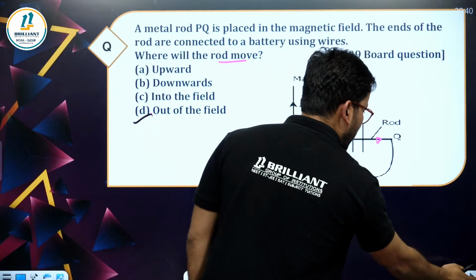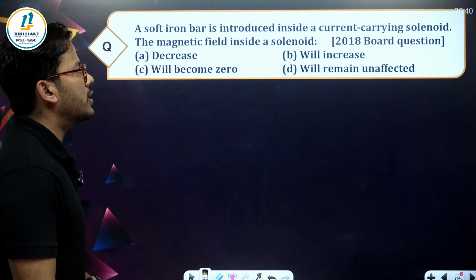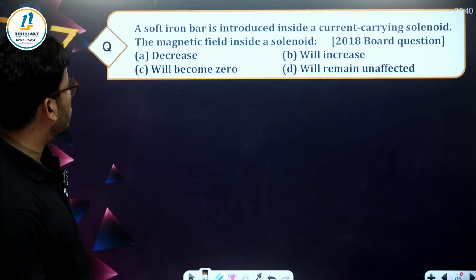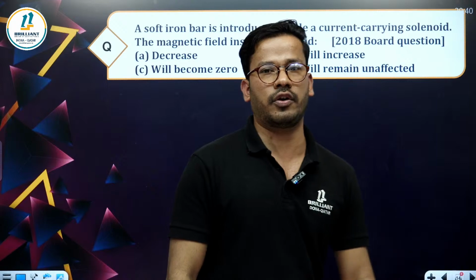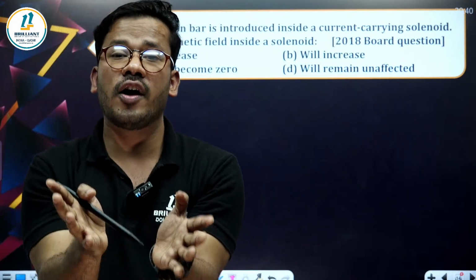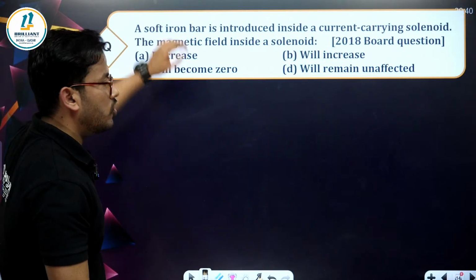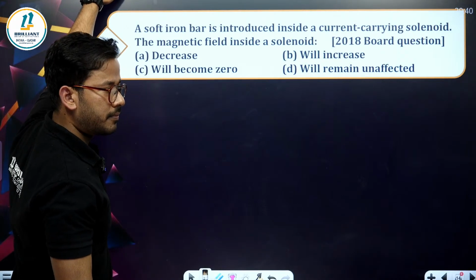Perfect. Now let me see the next one. A soft iron bar is introduced inside a current carrying solenoid. The magnetic field inside the solenoid is... What will the magnetic field inside a solenoid be? Can you guys write the answer?